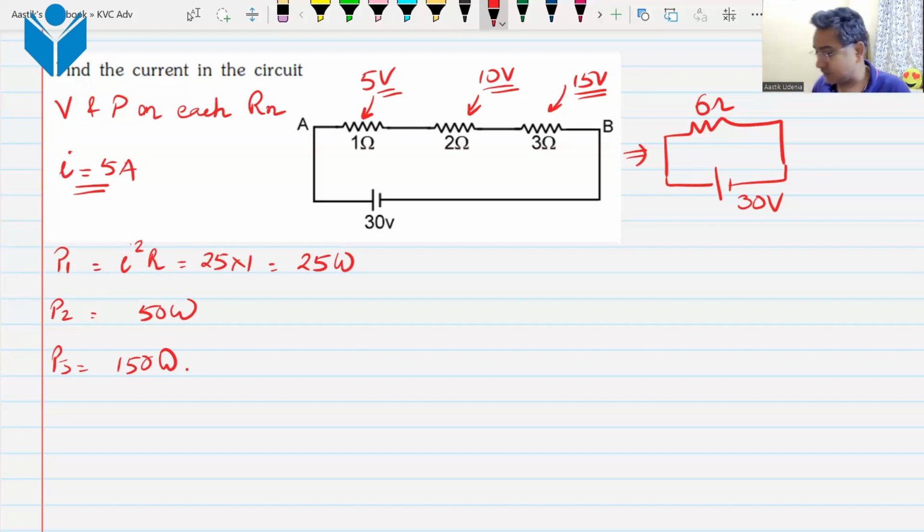Okay, that takes us to the next type of combination, and the next type of combination is known as the parallel combination. Power in the third resistor is 75 watts. Yes, 75 watt. I probably wrote it multiplying by 50. It should be multiplied by 25. Do we understand this? Yes, sir.